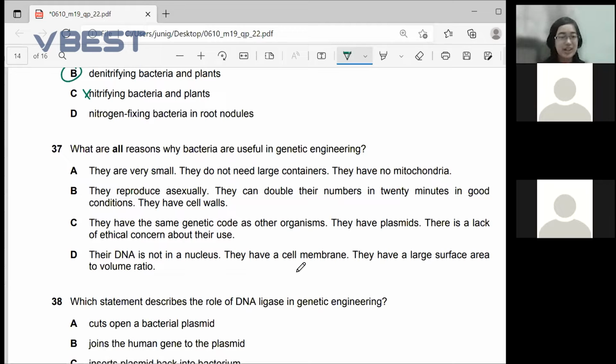Right? That because of plasmids, yes, that's true. They have the same genetic code as other organisms, means it is easy to transfer the genes from one to another. Easier because the genetic code is about the same, right? And then lastly, there is a lack of ethical concern, because in the end, they're bacteria. Who cares about them? They don't really have all the feelings compared to animals, right? When you sometimes get ethical concerns about killing animals, with bacteria, we don't have that.